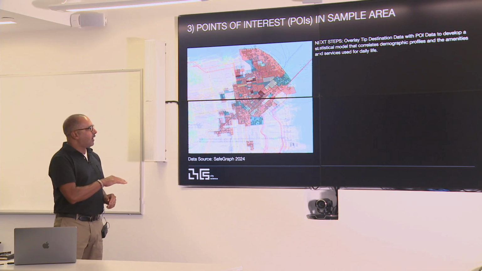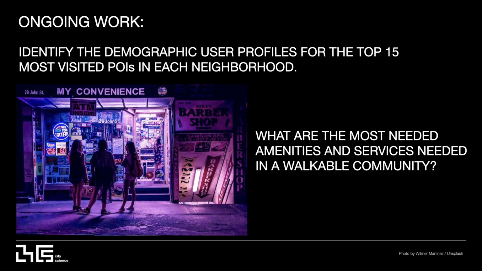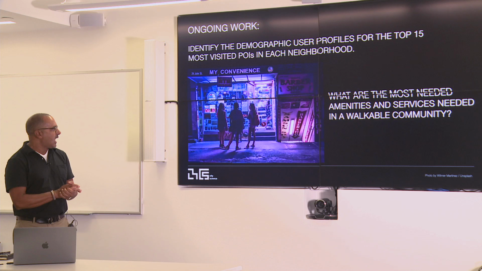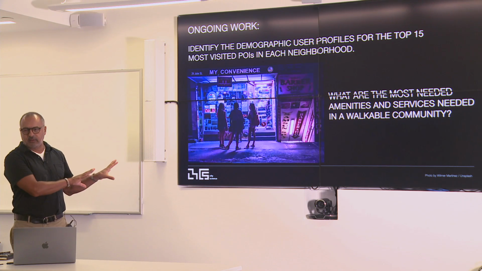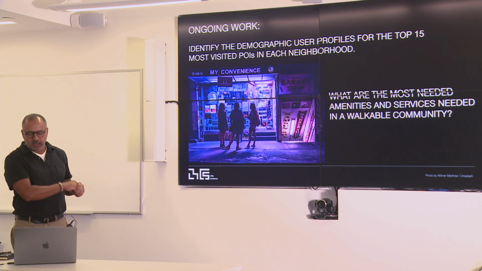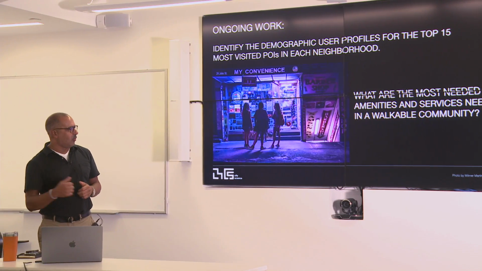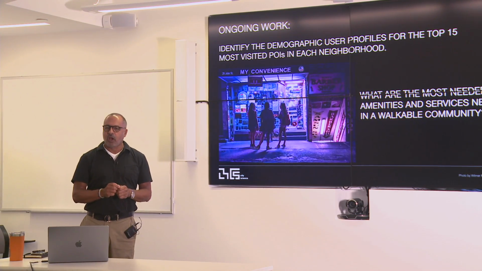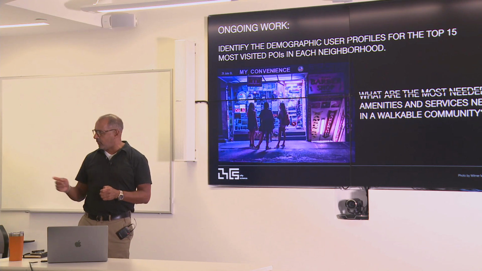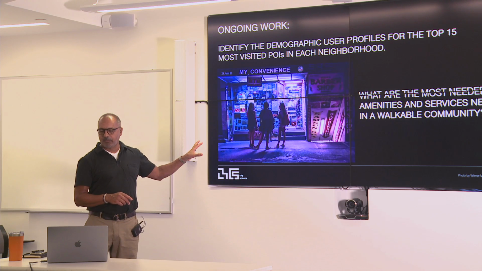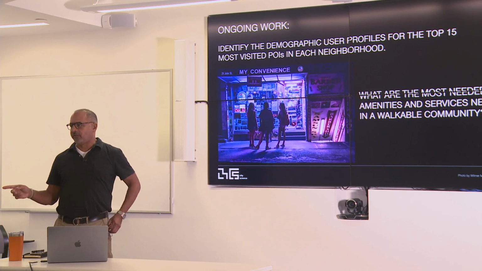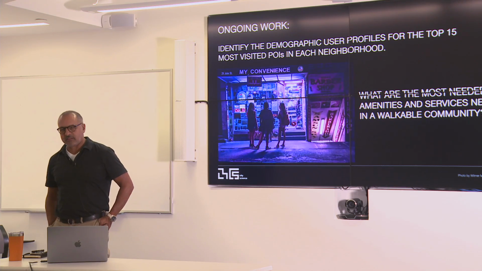The point of this, though, is that what we're trying to understand is what are the most needed amenities and services in a walkable community. And that is purely quantitative at this point of our research. The next line of research, which is what we're going to run these experiments on, will be to understand what we get from some of these generative models, which are not, as this is all statistical information, probabilistic, which is what we're going to talk about in the next series of talks.